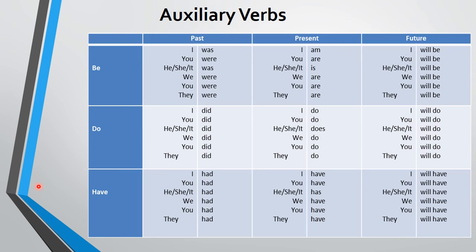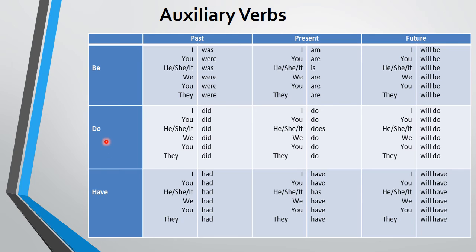Students, there is a little bit of variation for auxiliary verbs. They are classified in three categories. First of all, there is be, which is known as the mother of all helping verbs. For past, there is was and were. For I, he, she, it, you use was. And for you, we, they, you use were. In present, you use I am, you are, we are, they are. And for he, she, it, you use is. For future, all pronouns take will be.